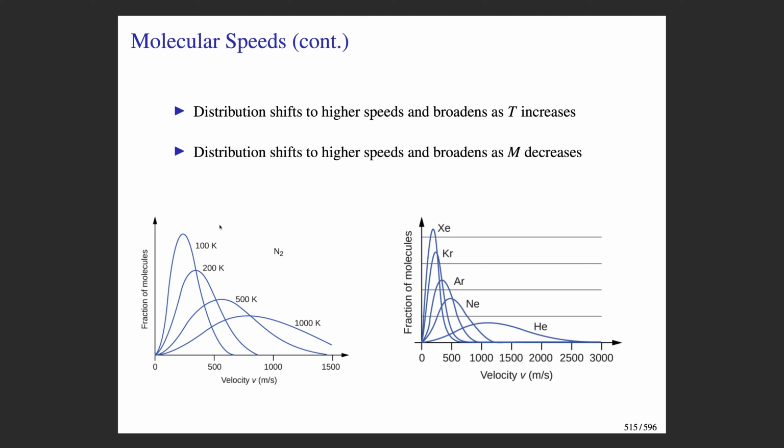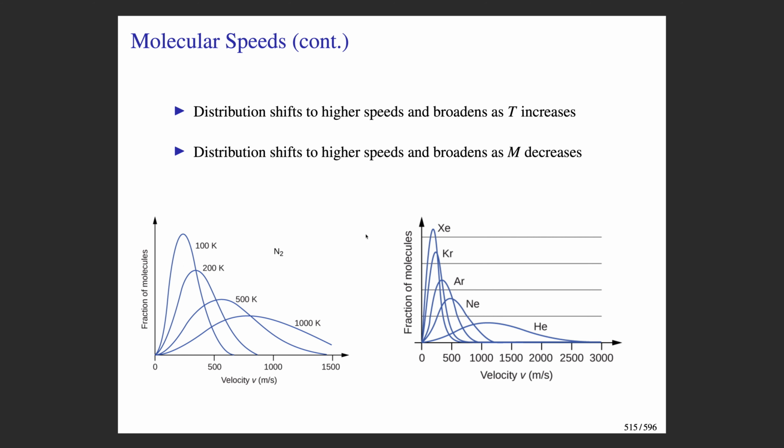Take a look at the set of curves over here for nitrogen. This is the distribution of speeds at different temperatures. You see that as you increase the temperature for the nitrogen gas, the average speed increases. So nitrogen molecules at 1,000 degrees Kelvin are moving a lot faster than nitrogen molecules at 100 degrees Kelvin. The average speed is much larger. Moreover, you see that the distribution broadens as well. Not only does the average speed shift to higher speeds as you increase the temperature, the breadth of the distribution also gets larger as you go to higher temperatures.